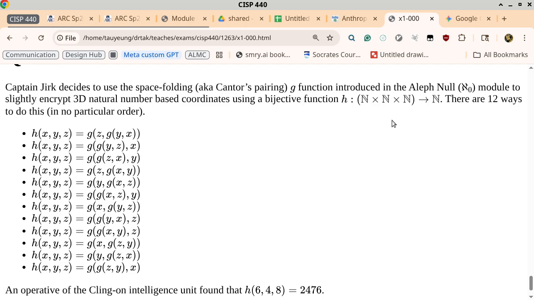So h is going to take N times N times N, which is basically the Cartesian product of N three times, and it maps to N. There are 12 ways to do this in no particular order. So this is the list. These are the 12 ways to utilize a nested call to G in order to fold a three-dimensional space coordinate into a single natural number. Do we have any questions up to this point? The setup?